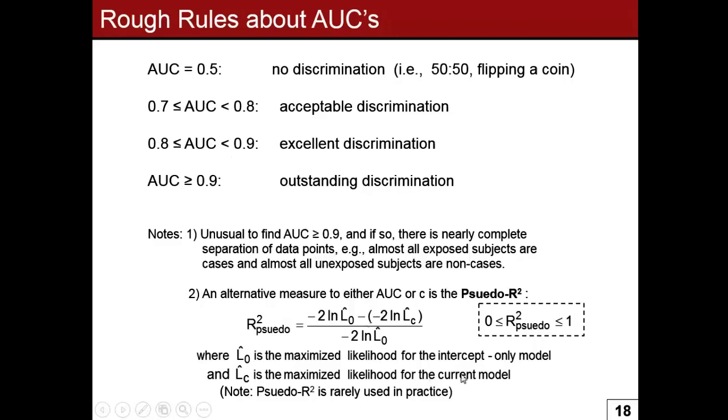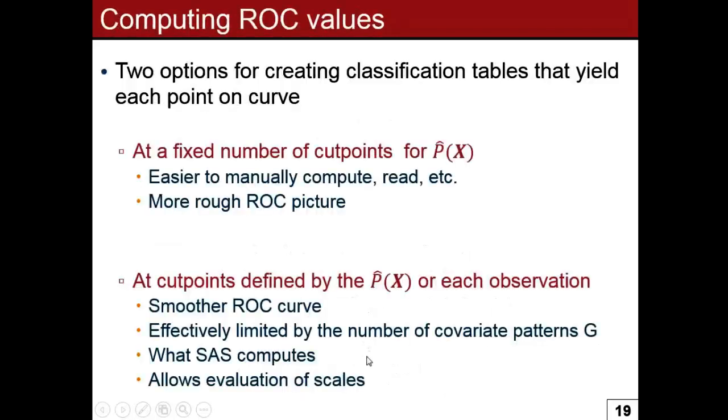And there's actually something called the pseudo R squared, which you can compute from the likelihoods in your model, and it's down here. We don't really use it in this course. But that's another thing that people have used for logistic regression models to simulate the R squared, which is only a linear regression thing. AUCs are frankly much more used to evaluate logistic models rather than the R squared or the pseudo R squared. So, all right, how do we do all this?